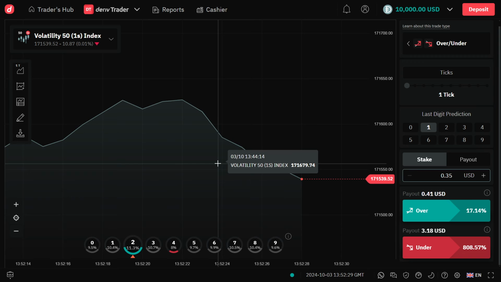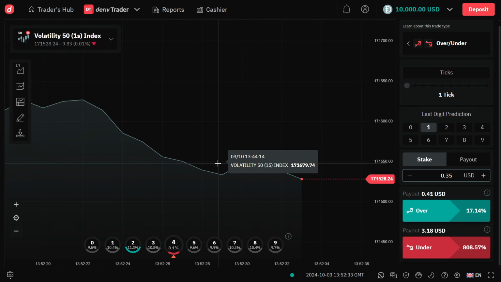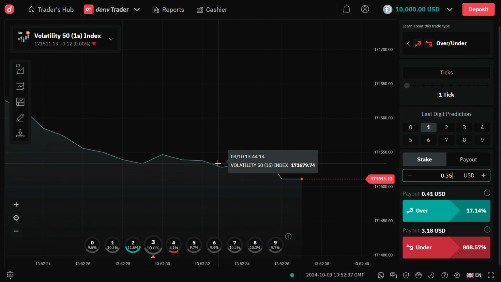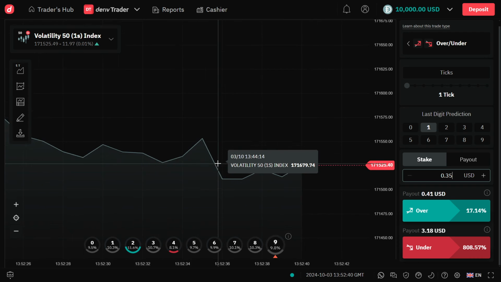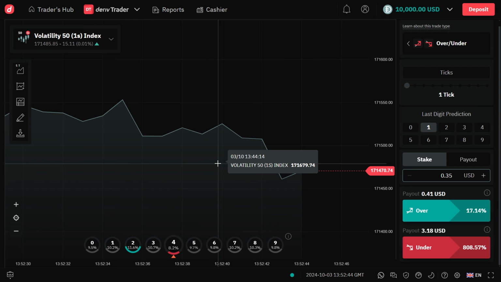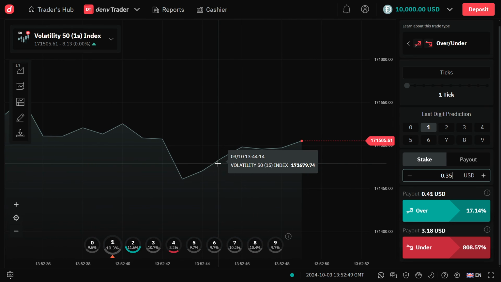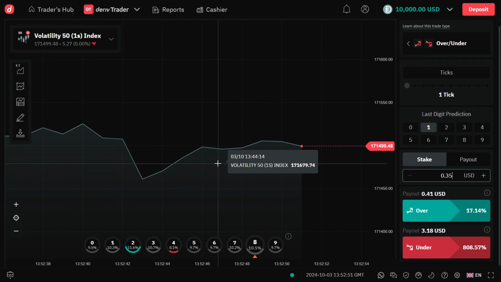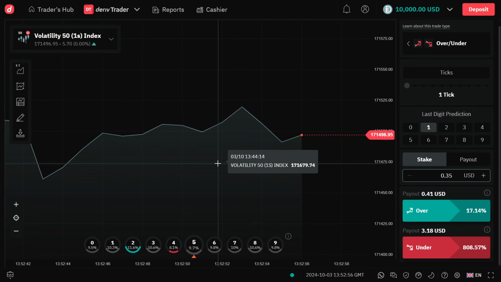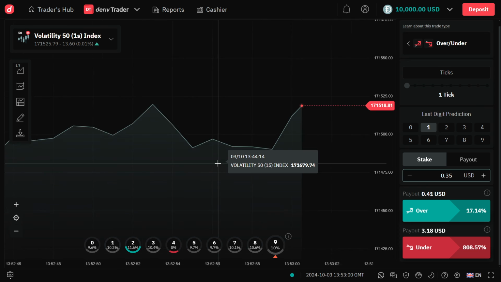How do you execute your trade specifically in over 1? It is very simple. Wait for the ticker to touch 0 and place over. I repeat, wait for the ticker to touch 0 and place over. If the ticker leaves 0, guys, do not dare trade over 1. Press over when the ticker is on 0. But if it leaves 0, do not trade over 1. Just wait for the ticker to touch 0, place over.